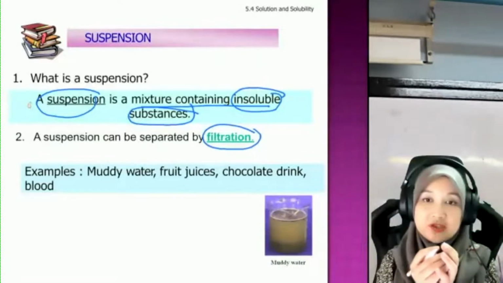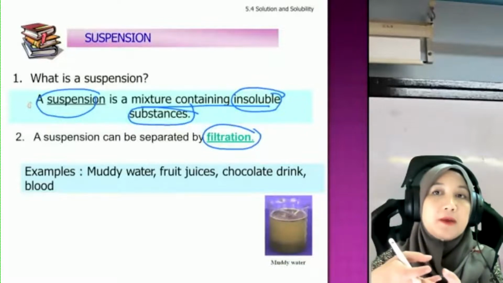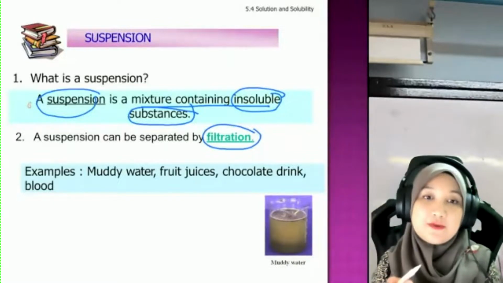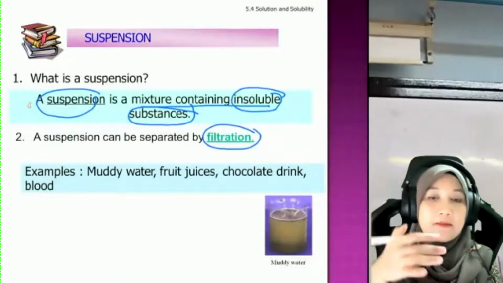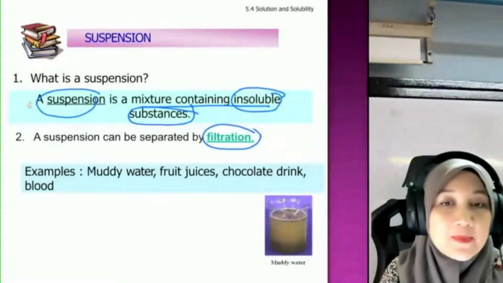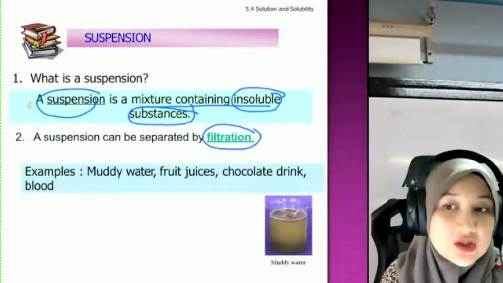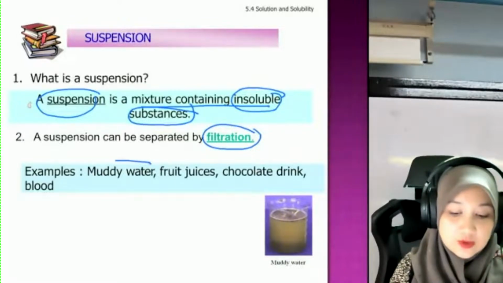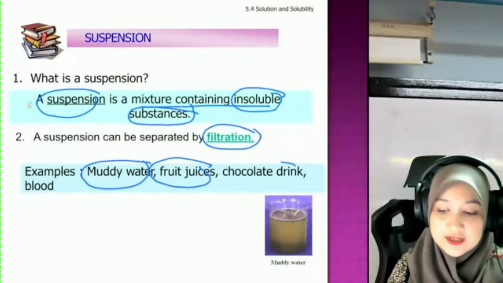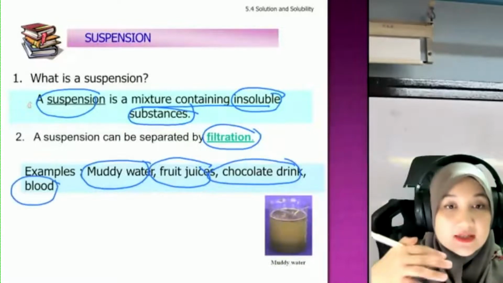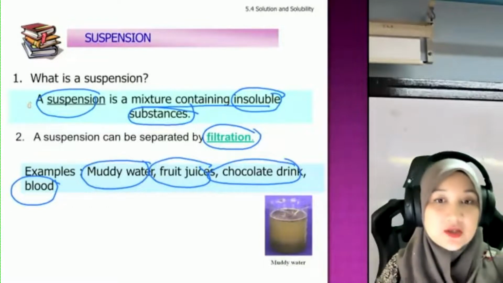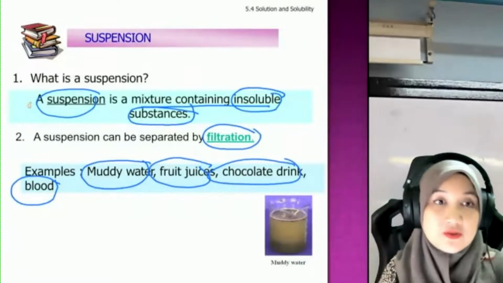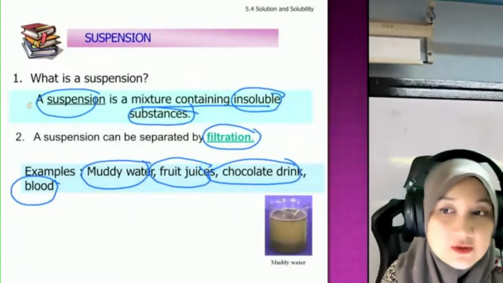It will form a suspension, meaning that the tea leaves will float at the surface of the water or the solution. But then the hot water will change color from colorless to red. Okay, that is the example. Muddy water, fruit juice, a chocolate drink, blood. Okay, it has its own composition. So in a suspension you can see two or three layers of the solution. Okay, suspension has layers of solution.